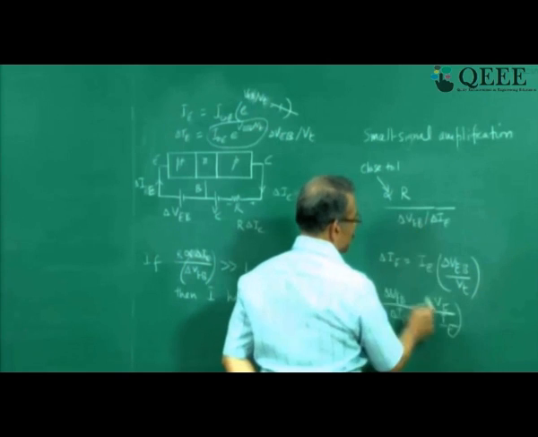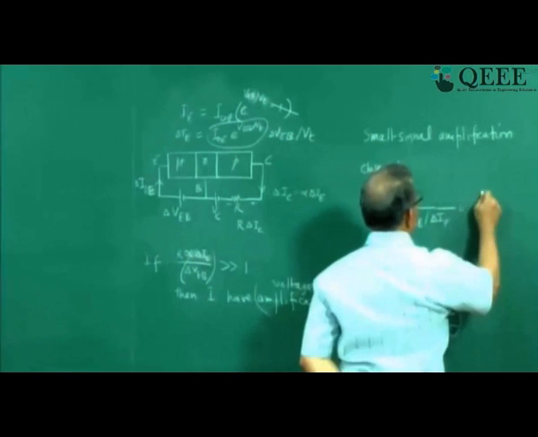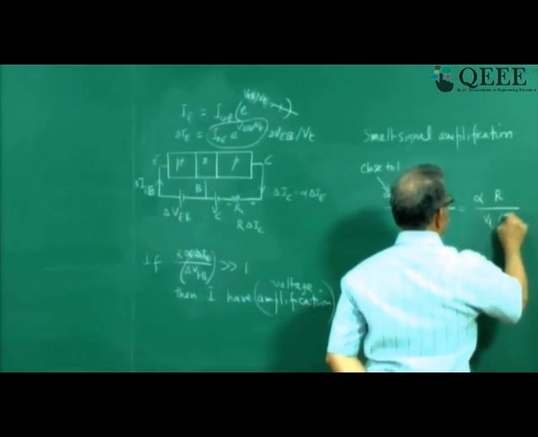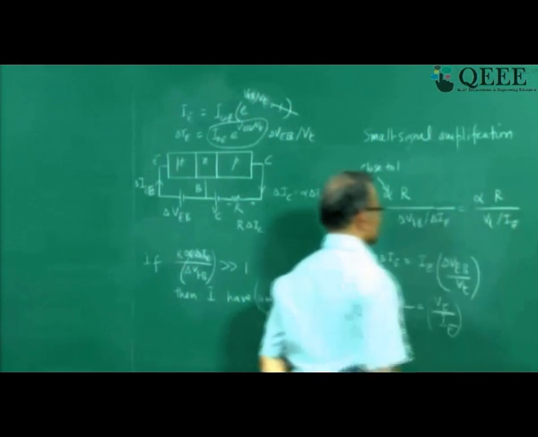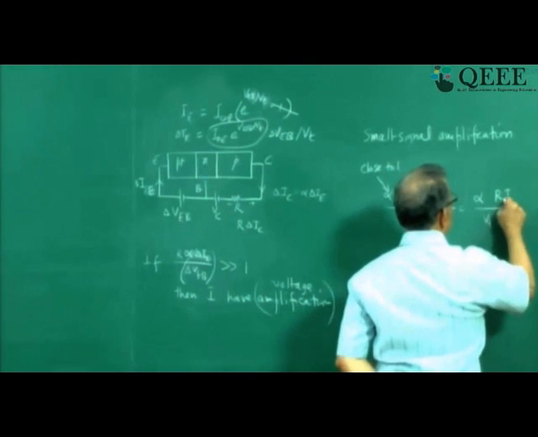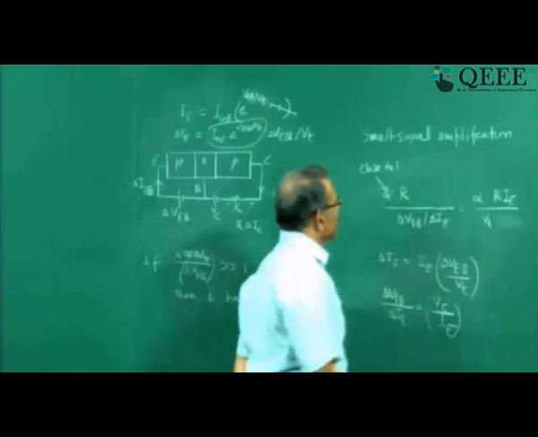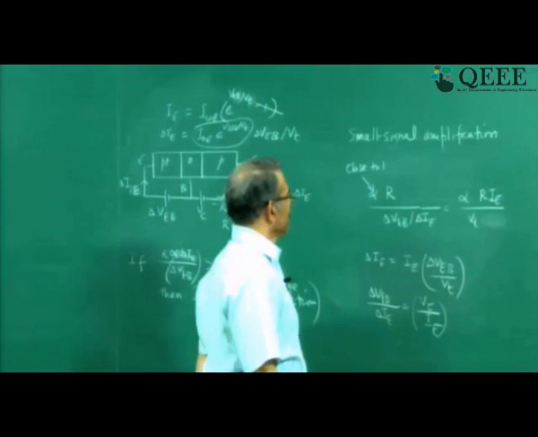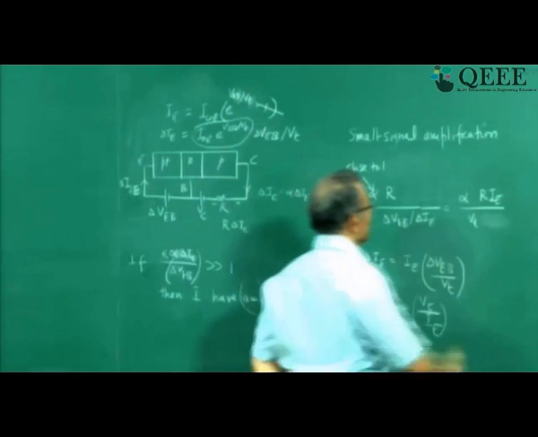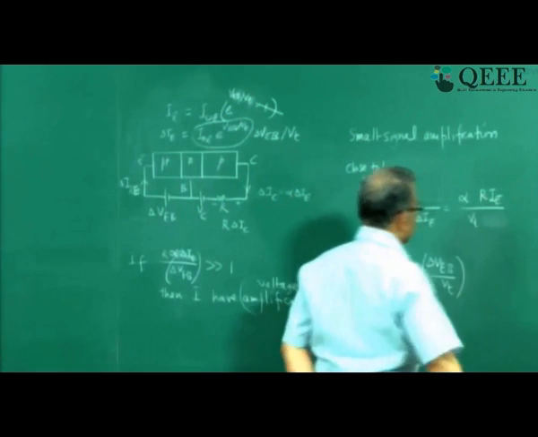So I can substitute this VT by IE here. I will get this equal to alpha times R by VT by IE. If I push this IE up, it is alpha into RIE by VT. Now let us put some typical values of resistors and current IE and see how much this value is.